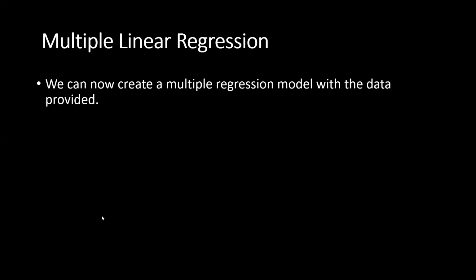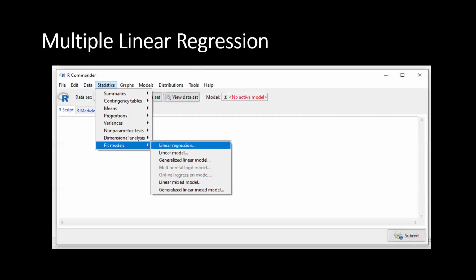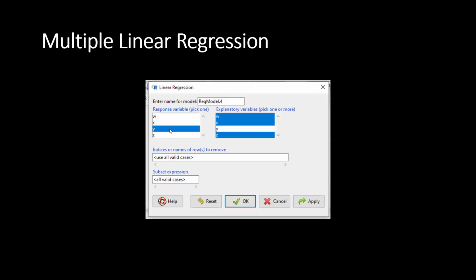So let's create in RCommander a multiple regression model with the data provided. The CSV is in the video description below. With it imported into RCommander, you will go to Statistics, Fit Models, Linear Regression. In this case, we only have one dependent variable, but we have three independent variables. So make sure you select all three, or any independent variables that you're going to utilize as it relates to model creation. Once that's done, click OK.